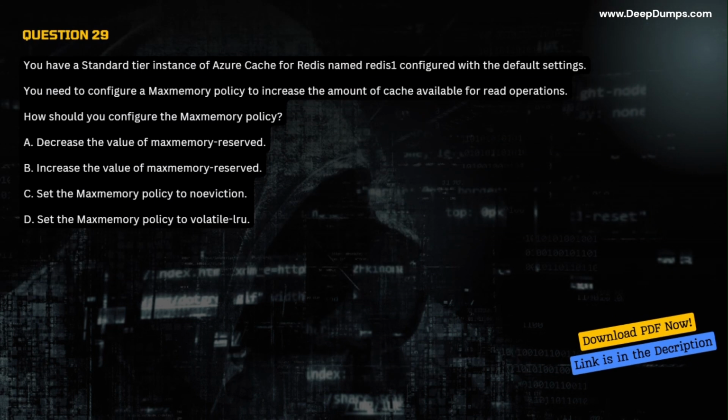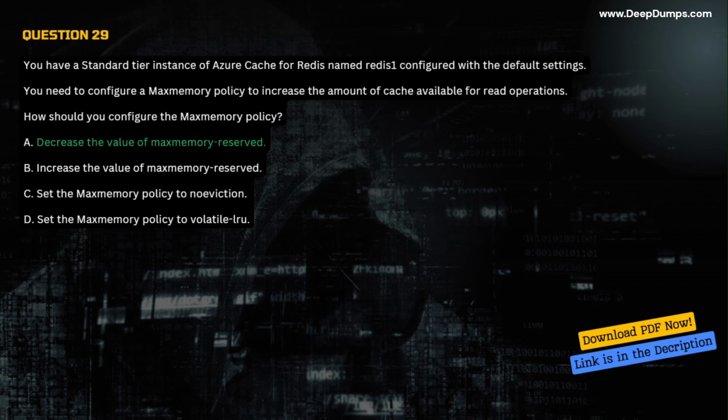Question 29. You have a standard tier instance of Azure Cache for Redis named Redis 1 configured with the default settings. You need to configure a max memory policy to increase the amount of cache available for read operations. How should you configure the max memory policy? A. Decrease the value of max memory reserved. B. Increase the value of max memory reserved. C. Set the max memory policy to no eviction. D. Set the max memory policy to volatile.